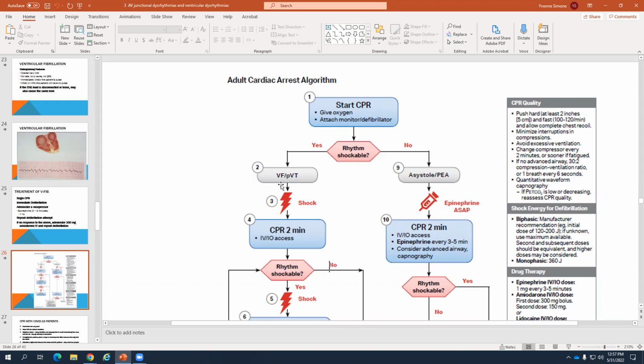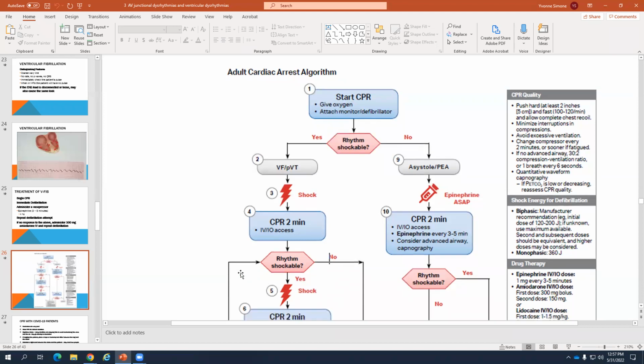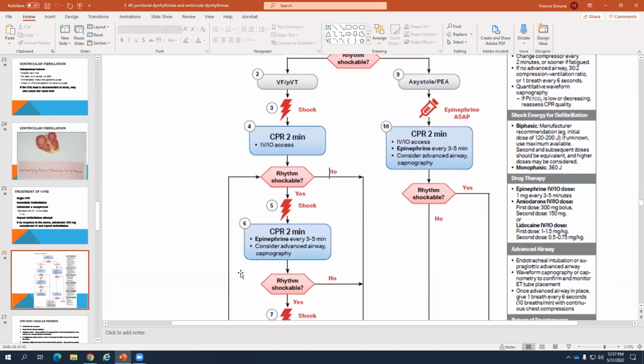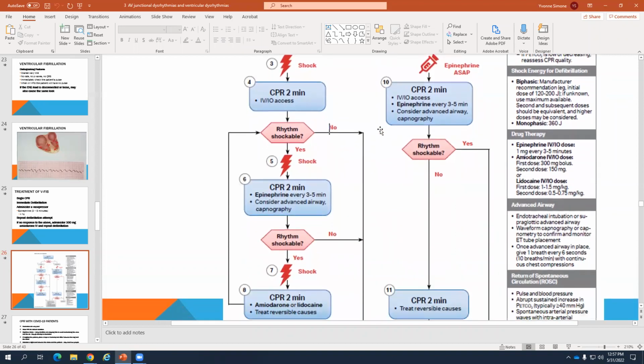All right, so you looked at the rhythm, you saw that it was V-Fib or pulseless Vtac, you delivered the shock, and it didn't convert. So now CPR continues, an IV is started, or IO, which stands for intraosseous access. So if you can't get the vein, then you push the needle into the bone. Okay, after 2 minutes of circulating, you try shocking the rhythm again. If it doesn't convert, what do?